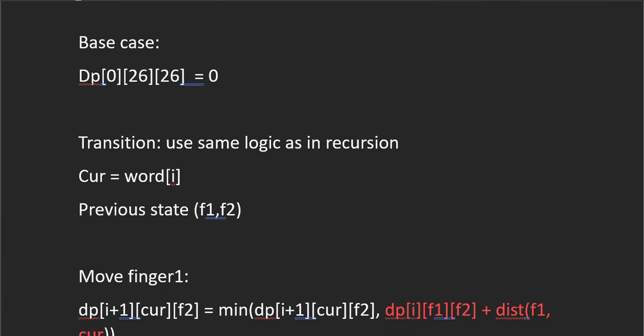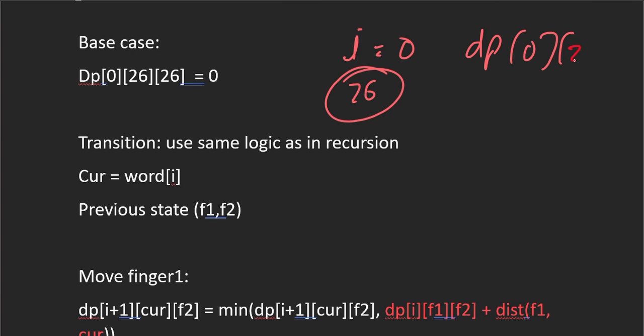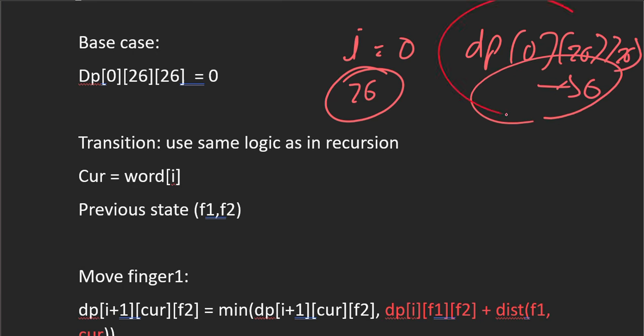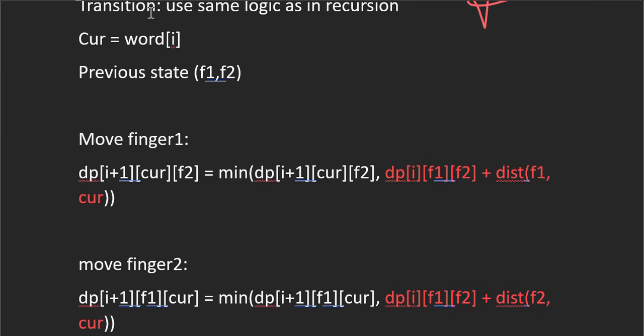So what will be our base case now? The base case is the starting position. In the starting position our I is equal to 0 and both the fingers are free. So dp of 0 comma 26 comma 26, we mark that as 0. And now using these states we will compute all the future states. So let's see the transition states. What will be the transitions that we'll be doing?